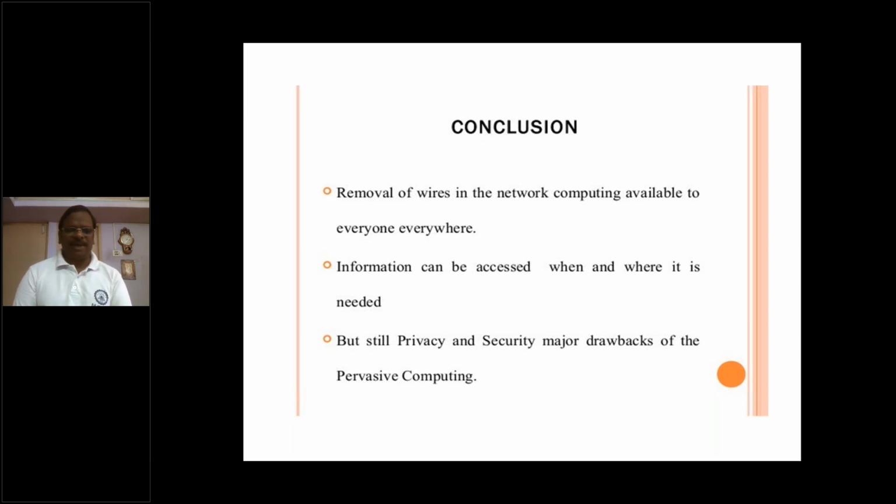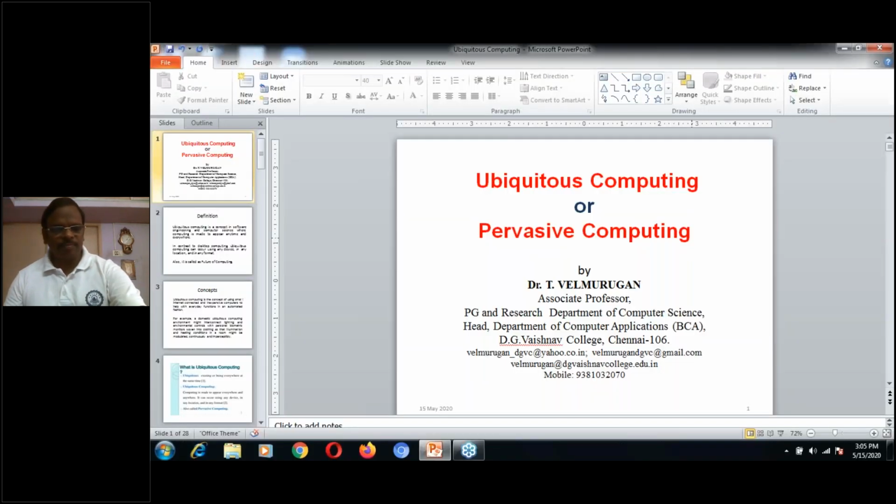Sometimes we can derive some information through the net, and then we require some connection oriented information. But still, privacy and security are major drawbacks of pervasive computing. Security and privacy are the major tasks here. The major drawbacks are also present because sometimes the security and privacy are not suited in this method. Okay, now we understand a little bit about the concept of ubiquitous computing.